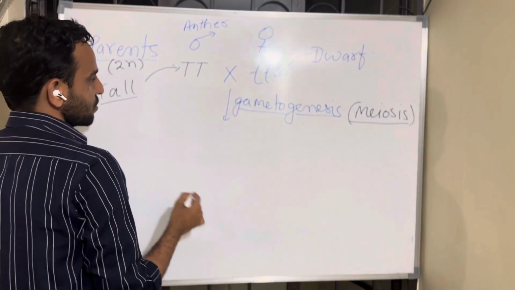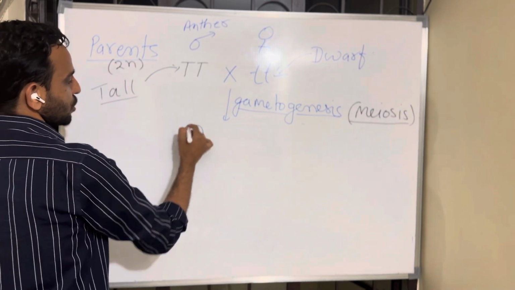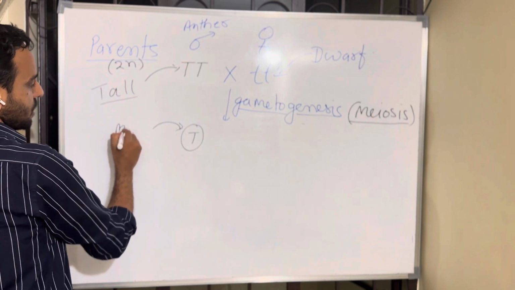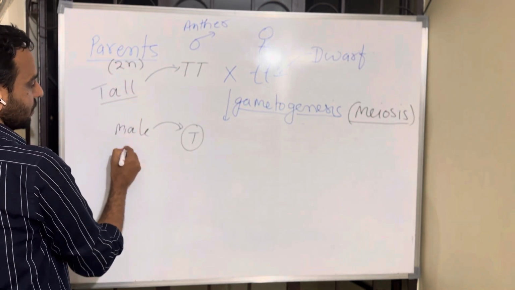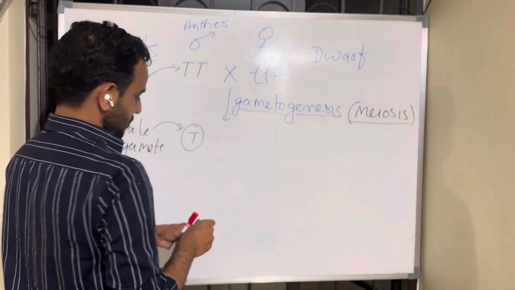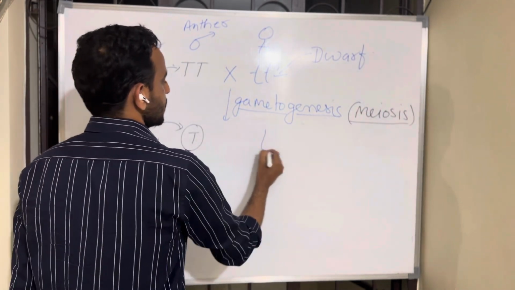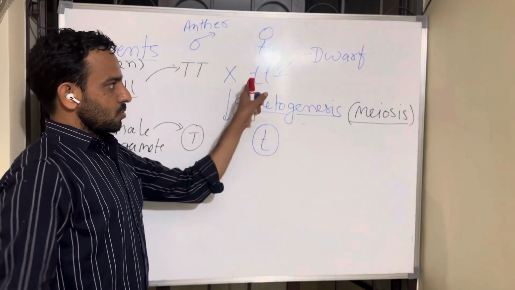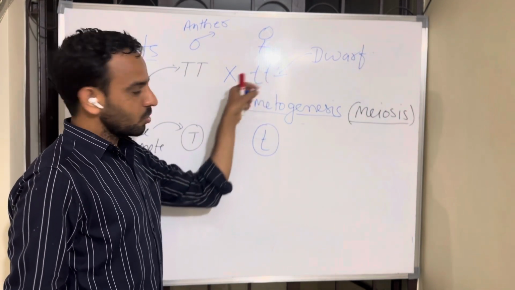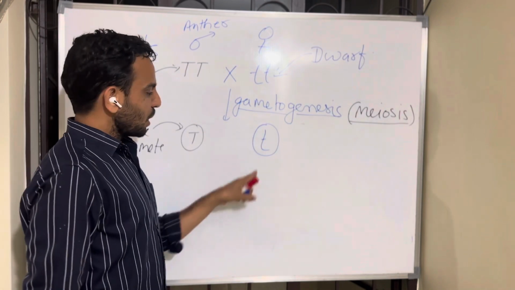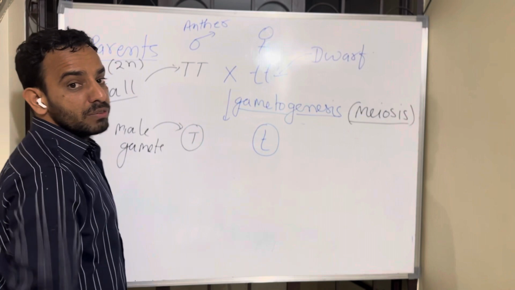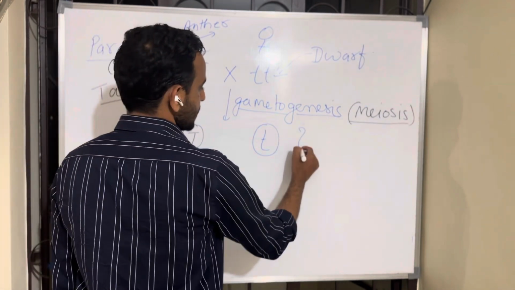So in gametogenesis, there will be formation of capital T. This one is the male gamete. Towards this side, similarly, there is formation of small t. Out of the two homozygous factors, only one will go into the gametes because gametes are haploid. Out of two capital T, only one factor will go into this.